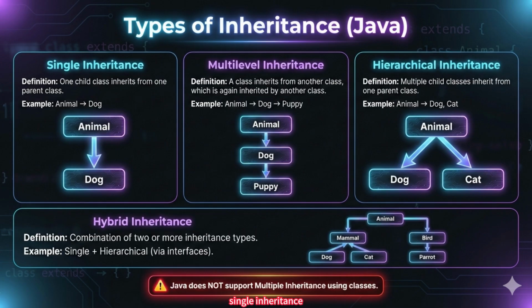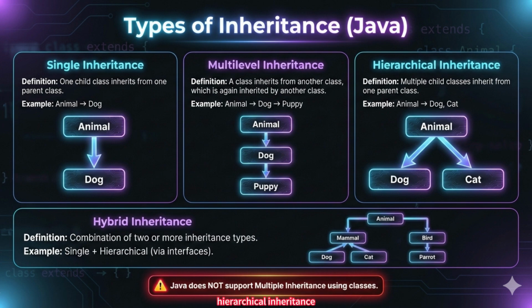Single inheritance. In single inheritance, one child class inherits from one parent class. Example: animal-dog. Here, dog inherits features from animal. Multilevel inheritance. In multilevel inheritance, a class inherits from another class and then another class inherits from it. Example: animal-dog-puppy. So the puppy indirectly gets features of animal also.